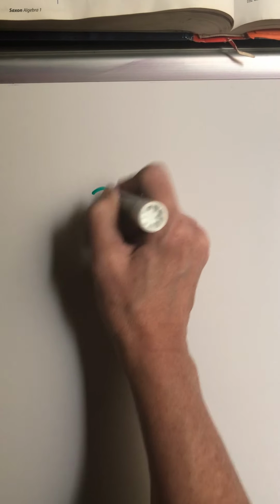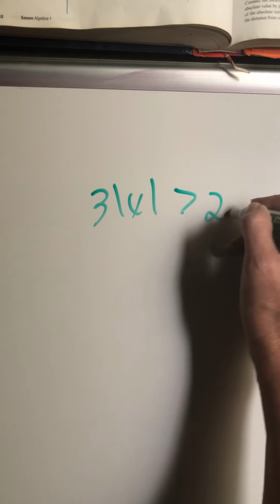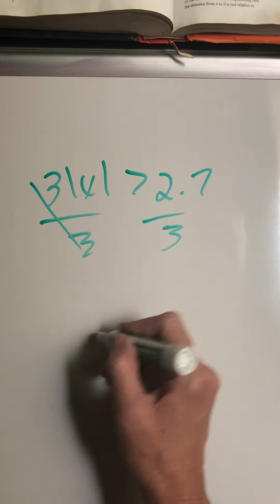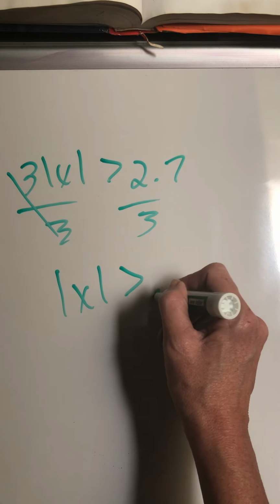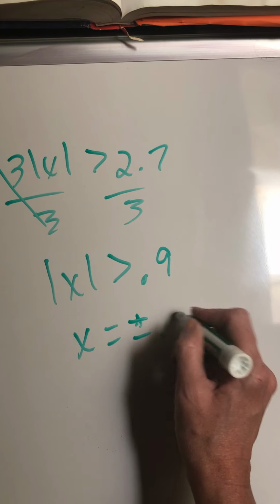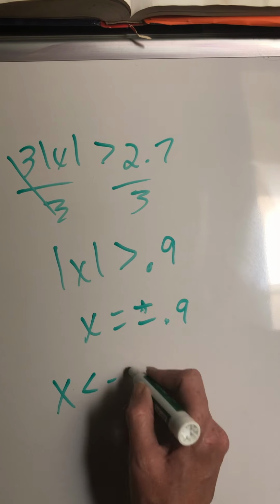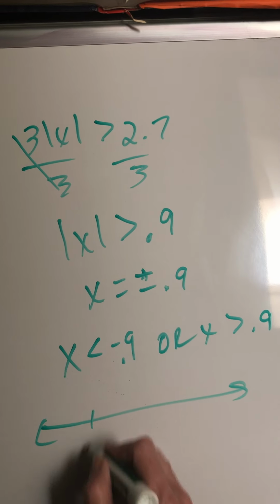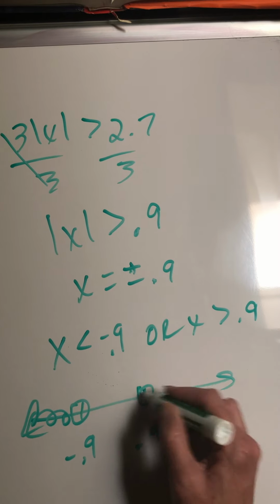Let's see another dividing one. 3 times the absolute value of x is greater than 2.7. So again, I got to divide by 3. I don't change the inequality because I didn't divide by a negative, so that leaves me 0.9. So x is plus or minus 0.9. It's a disjunction because it's absolute value greater than, so x is less than negative 0.9 or x is greater than 0.9. So when I graph it, negative 0.9 open circle shading to the left, 0.9 open circle shading to the right.